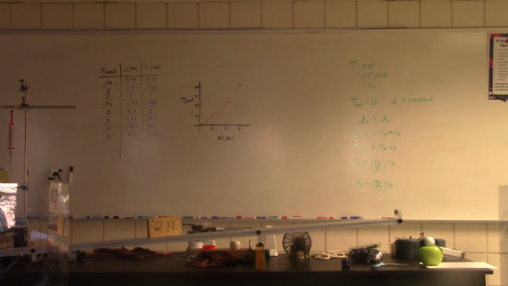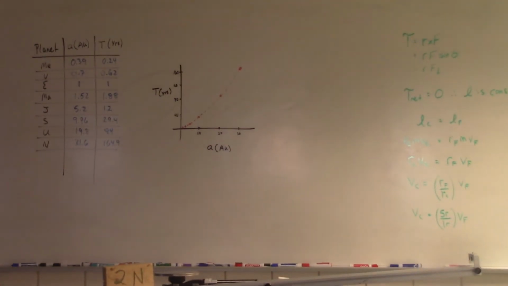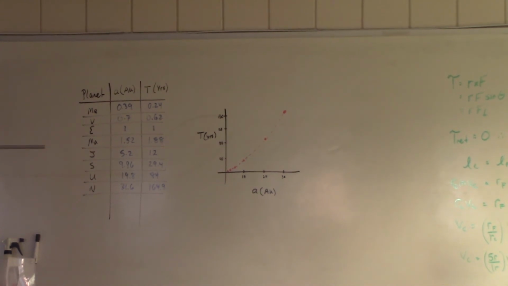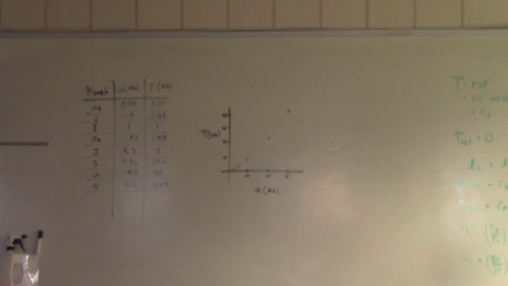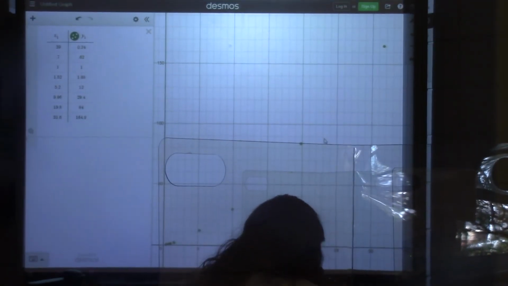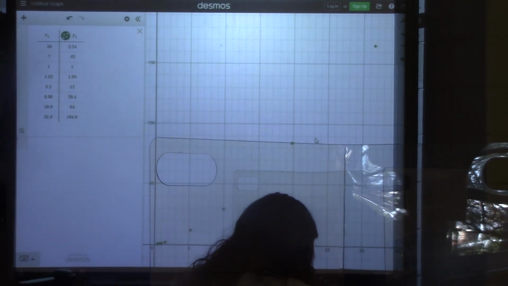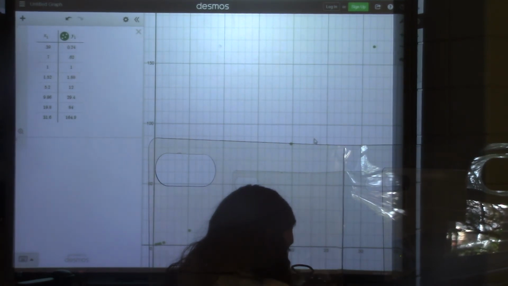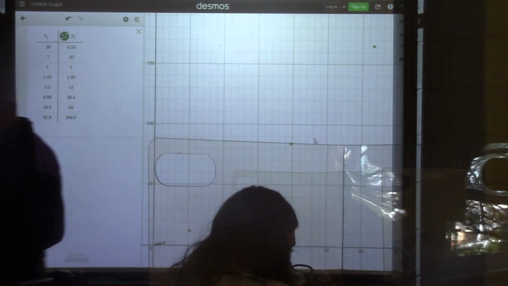All right, everyone got it? So I sketched it on the board real fast, and now we're going to look at it over here. So one of the things about this is that we got to try to fit it. That's the whole point here, is we have to try to fit it.